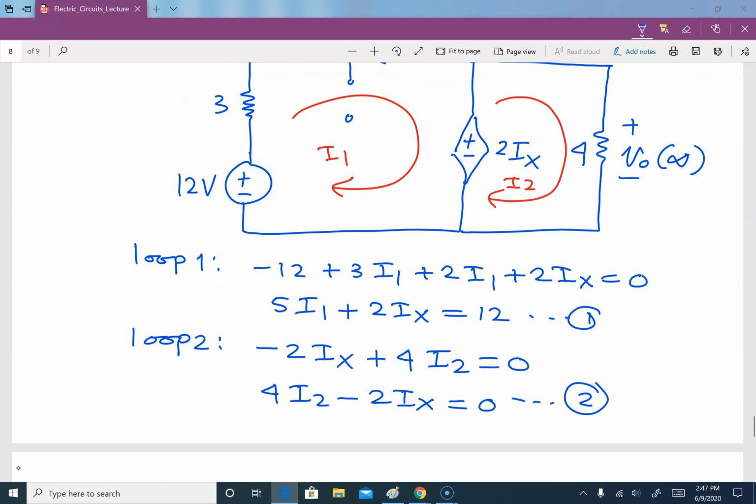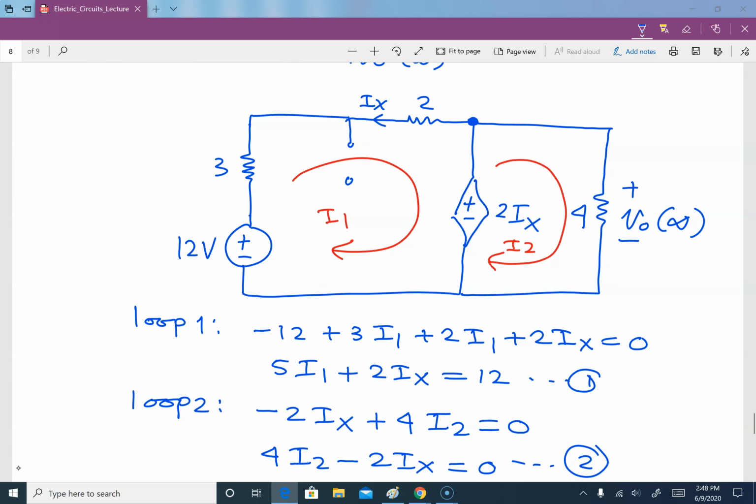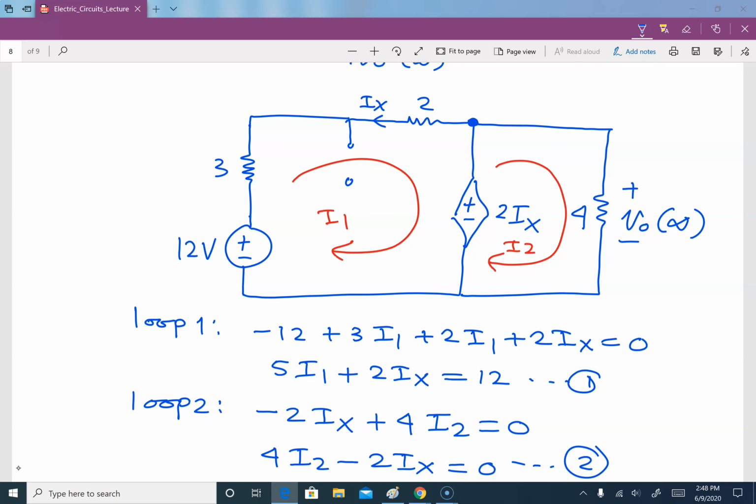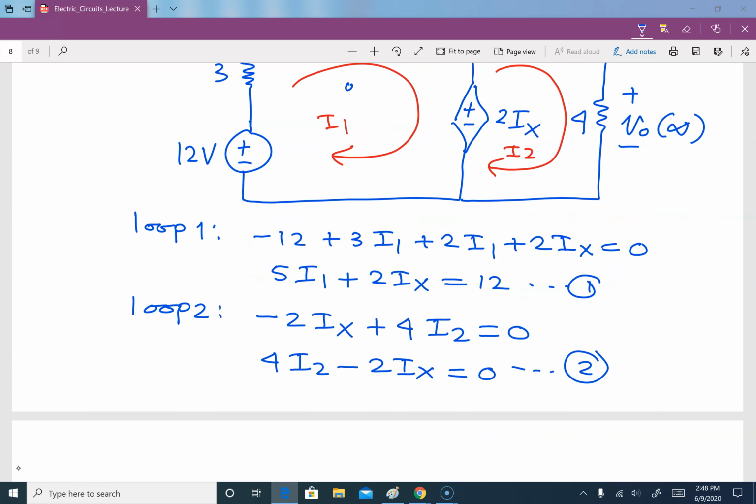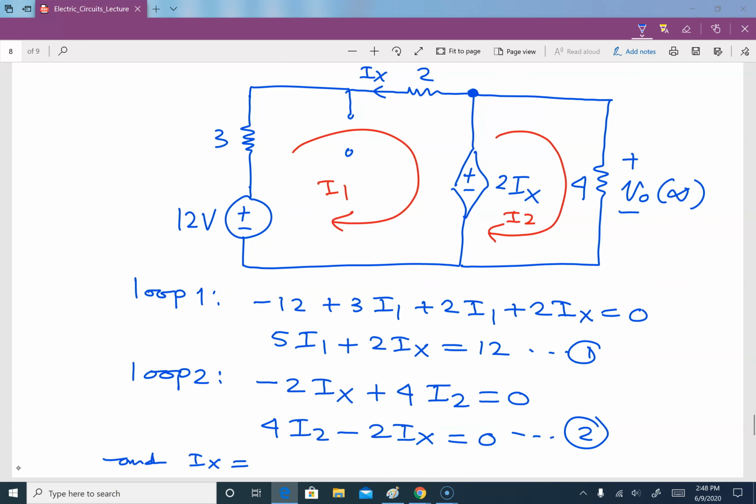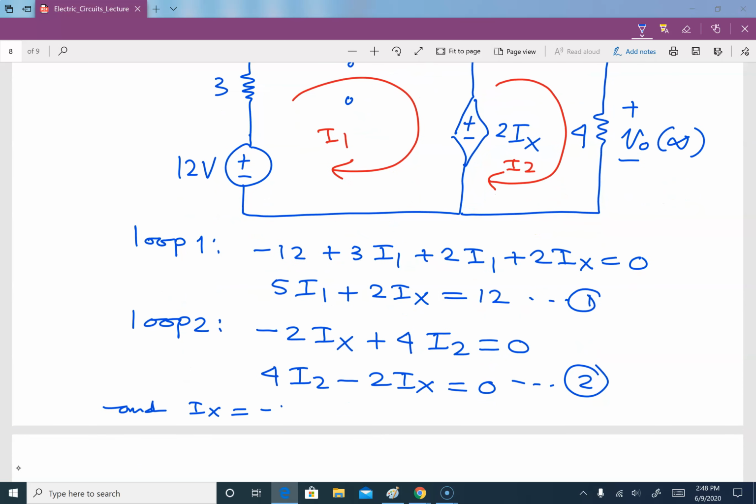However, our Ix in this case is equal to what? Ix is equal to the opposite of I1, so that is negative I1. And from that we can say I1 plus Ix is equal to 0. And this is our third equation.